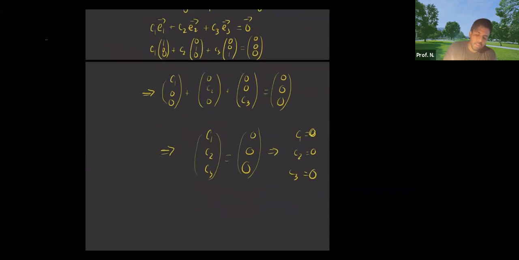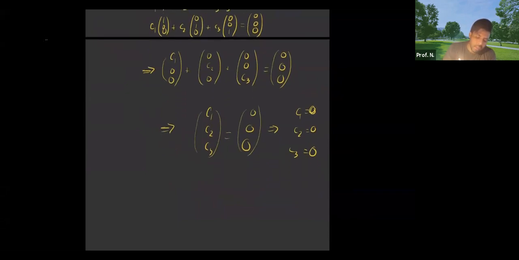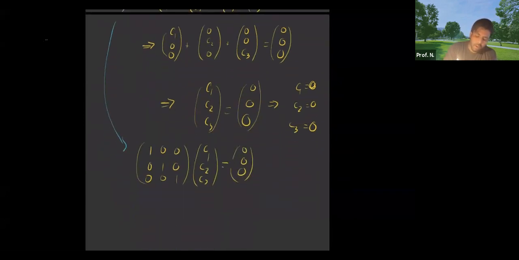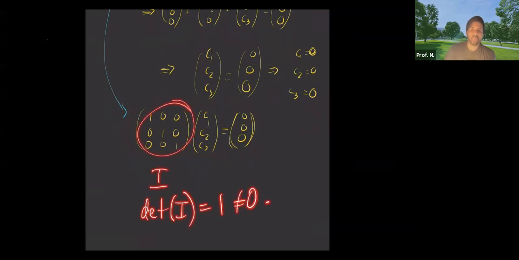I could have also made this into a system of equations. What's the system of equations that I could have created? I could have created it from right here. I could write this as the matrix 1, 0, 0, 0, 1, 0, 0, 0, 1 times C1, C2, C3 equals 0, 0, 0. Do you see how this is a homogeneous system? So this homogeneous system has a unique solution if the determinant is non-zero, which clearly it is because it's the identity, and the determinant of the identity is 1, which is not 0.